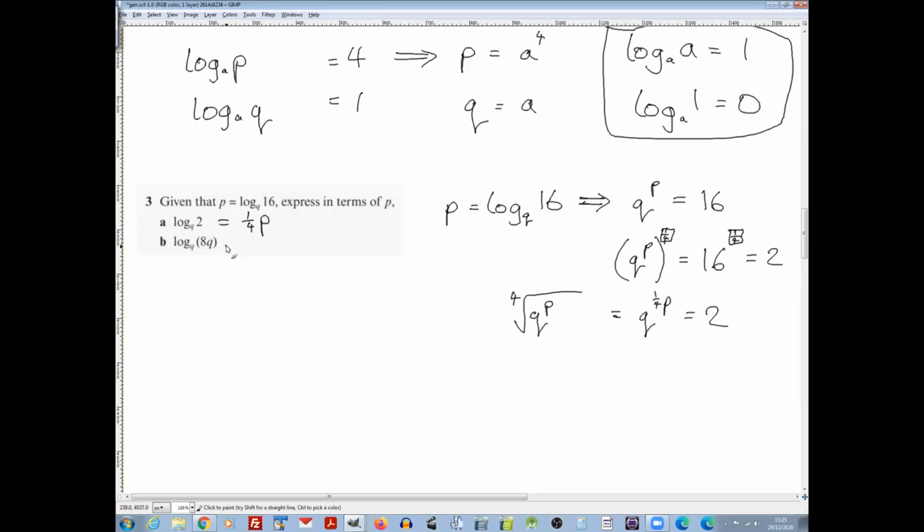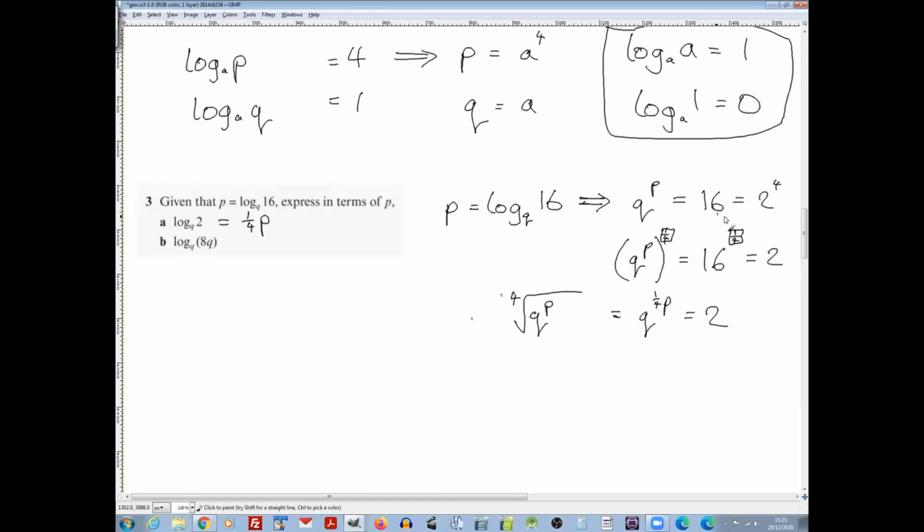Gosh. So this was about expressing 16 as a power of 2, essentially, wasn't it? And you found the right power of 2. It was 2 to the power of 4 that we had here.